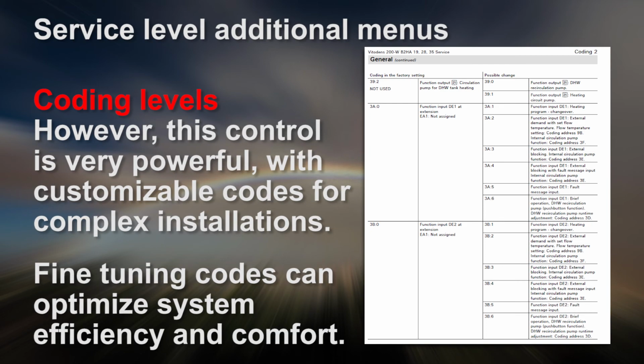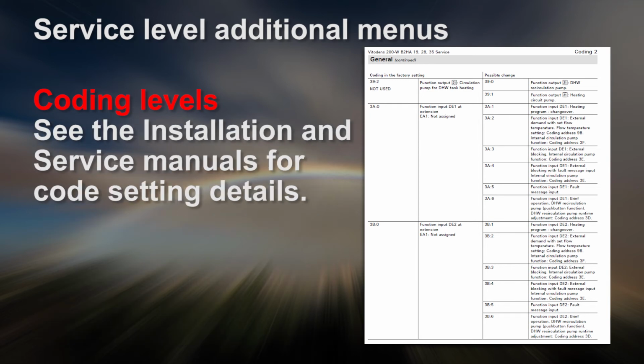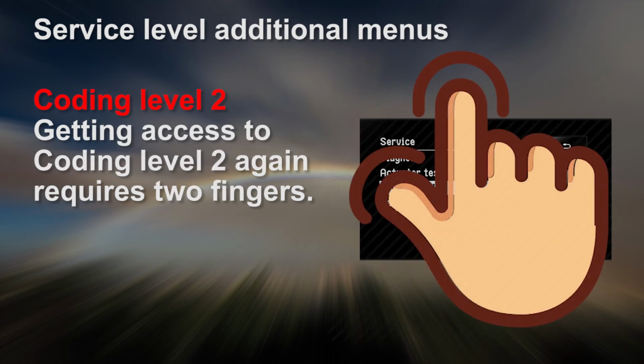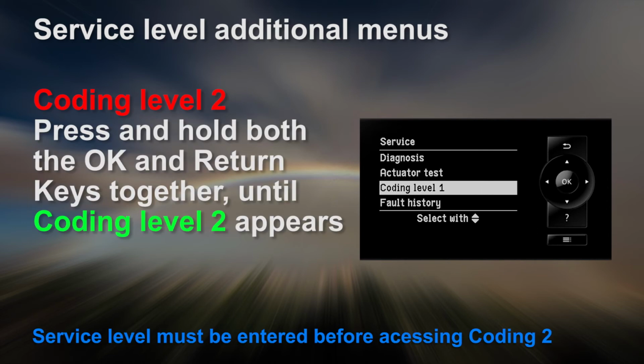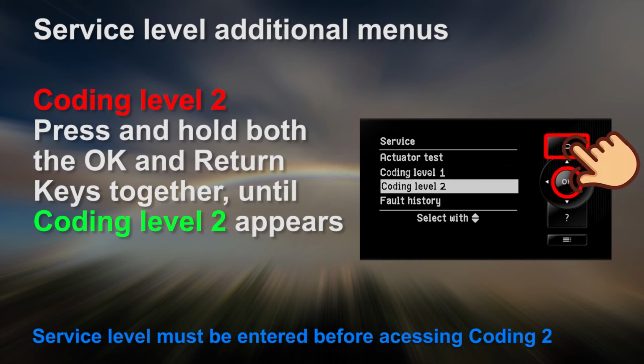However, this control is very powerful, with customizable codes for complex installations. In some instances, fine-tuning codes can optimize system efficiency and comfort. See the installation and service manuals for code setting details. Getting access to coding level 2 again requires 2 fingers. Press and hold both the OK and the return keys together until coding level 2 appears.